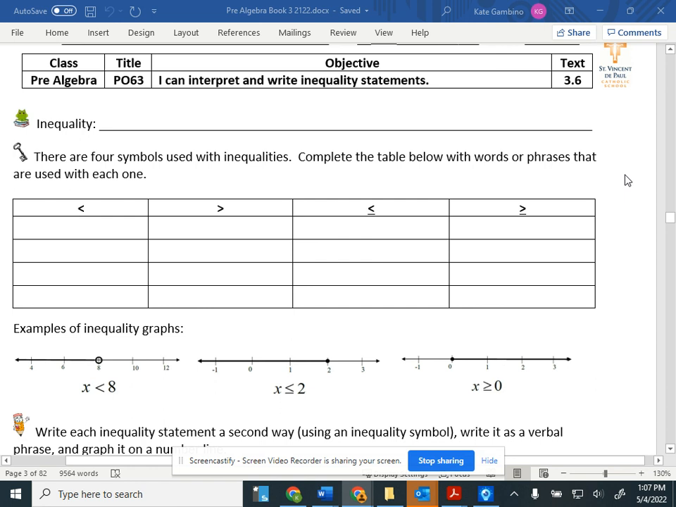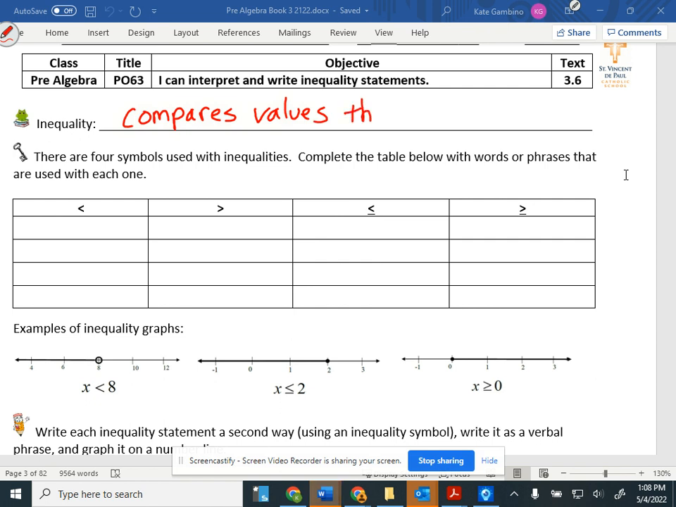Today we are doing that last objective, PO63. I can interpret and write inequality statements. So an inequality compares values that are not necessarily equal.